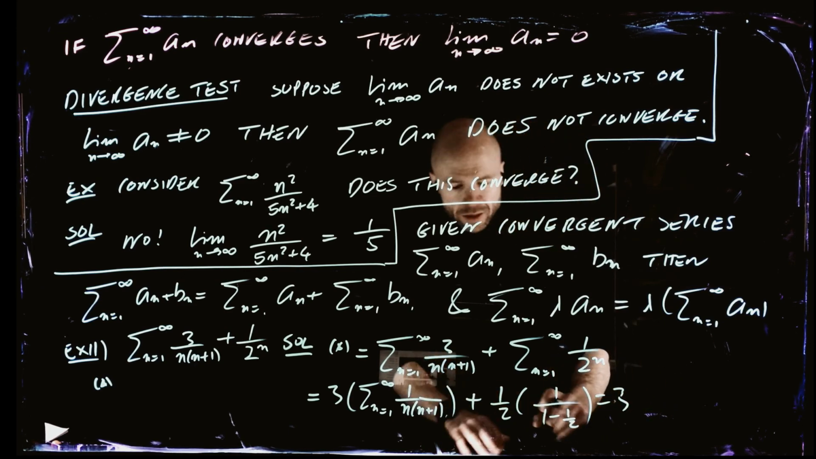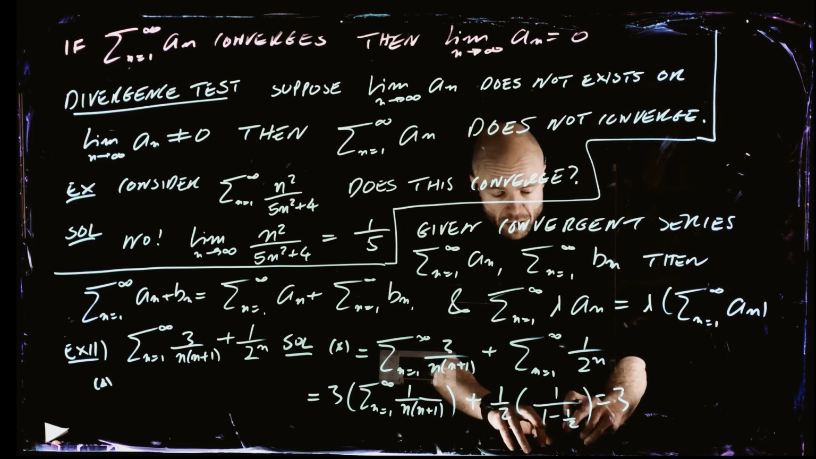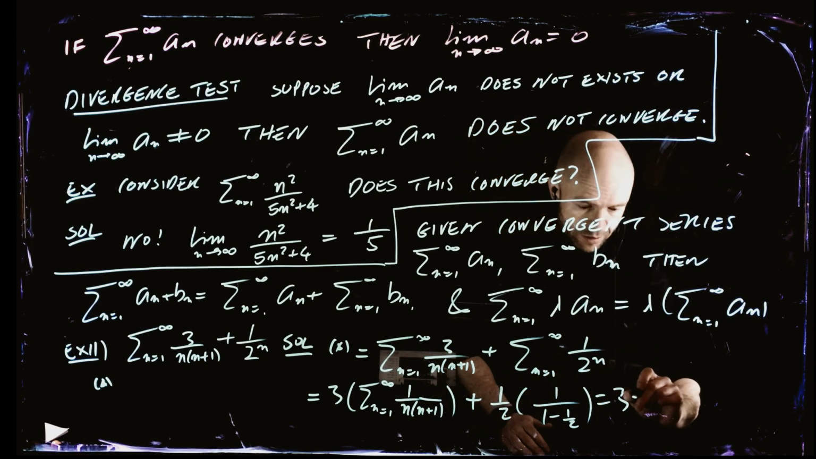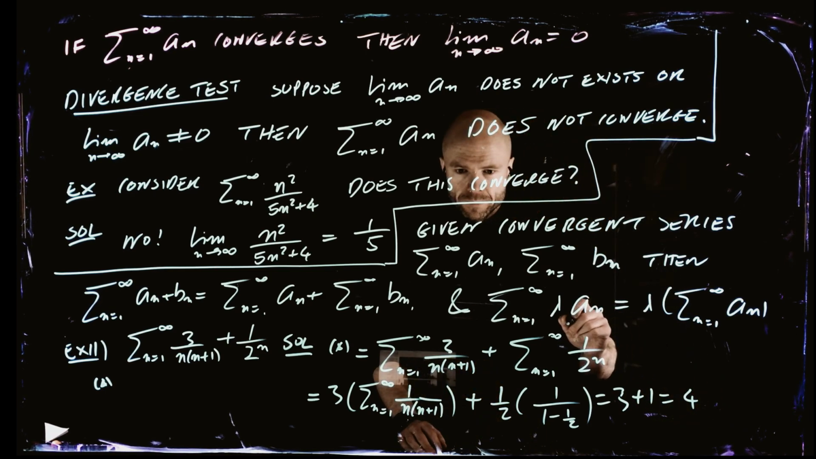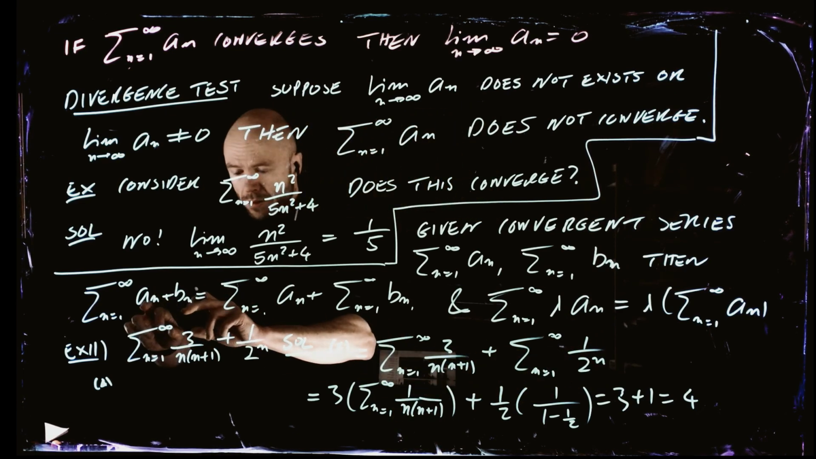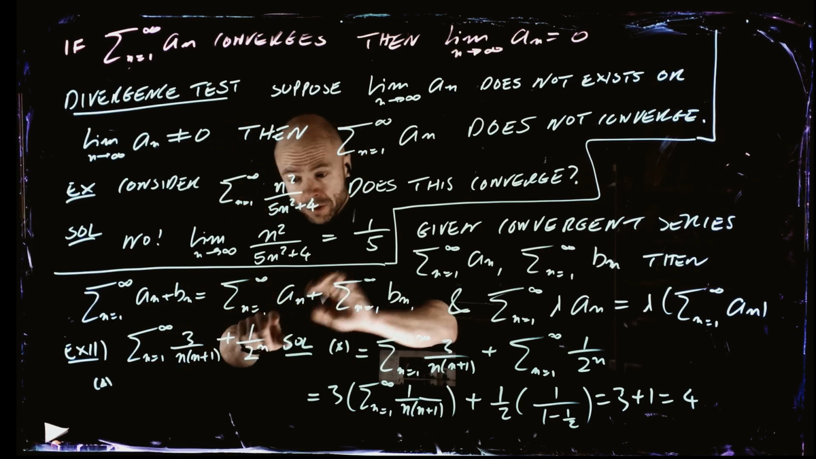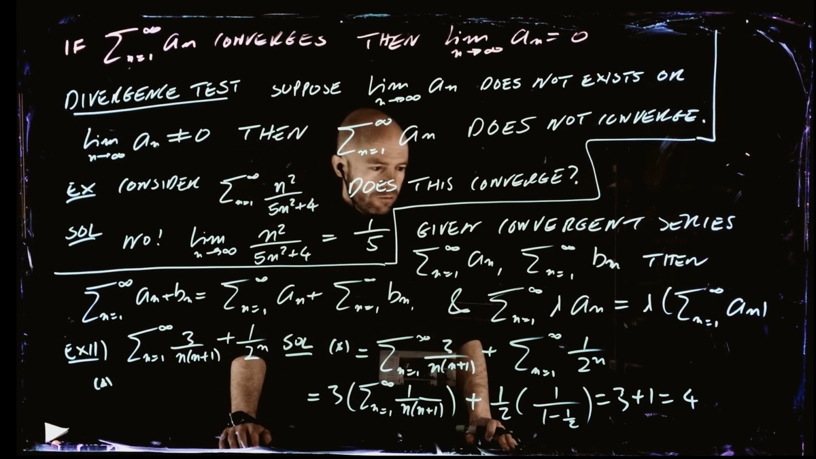And what's this thing? This is a half, and we have 1 over 1 minus a half, so that's 1 over a half, which is 2. So that's a half times 2, which is 1. So it's 3 plus 1, which is equal to 4, and that's our answer. Yeah? Cool. So the fact that we can just consider the sum of terms like this as two separate series means that we can deal with expressions like this really easily.